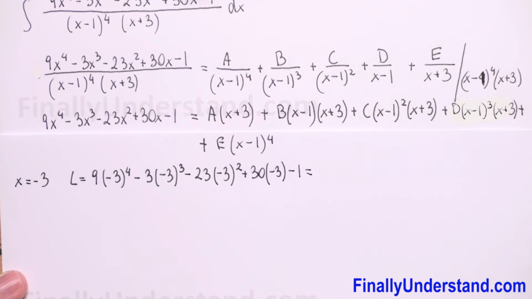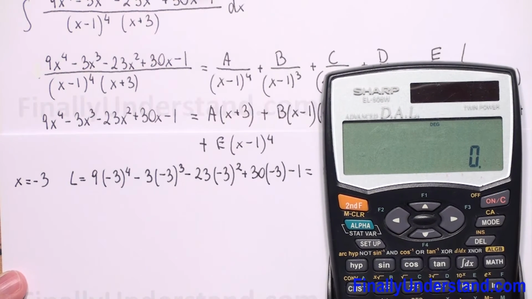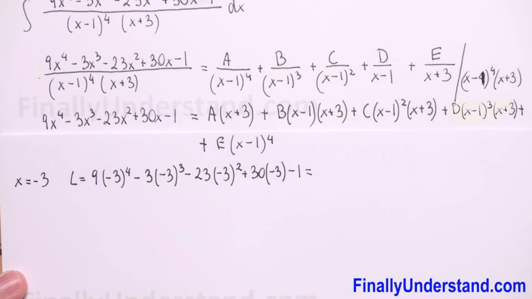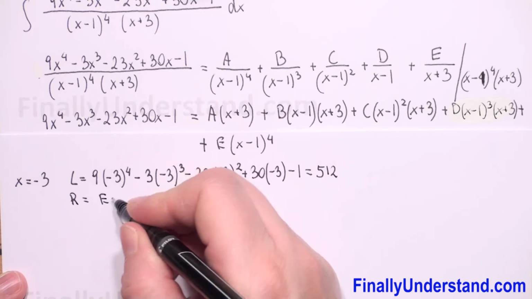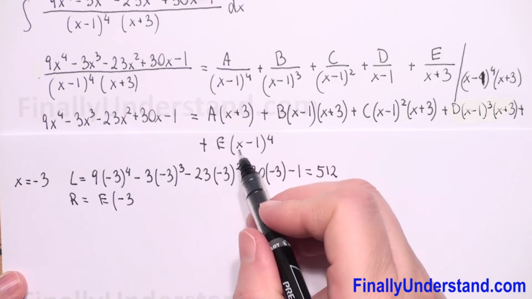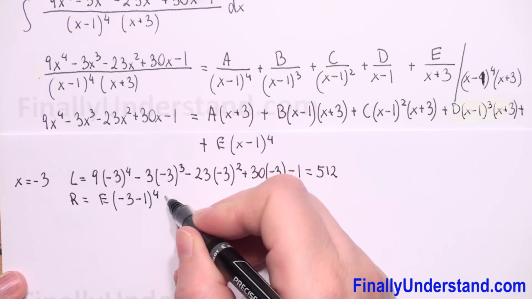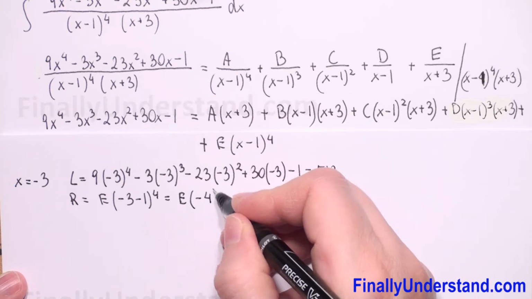So this is equal, we can use calculator, and we have 9 times negative 3 to 4th power minus 3 times negative 3 to third power minus 23 times negative 3 to second power plus 30 times negative 3 minus 1. This is equal 512. And right side, like I said, we will have only E times negative 3, we substitute x by negative 3, minus 1 to fourth power. So this is equal E times negative 4 to fourth power.